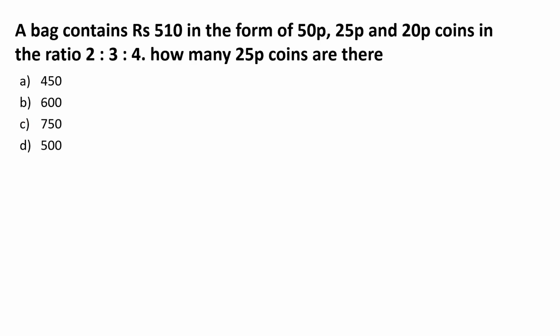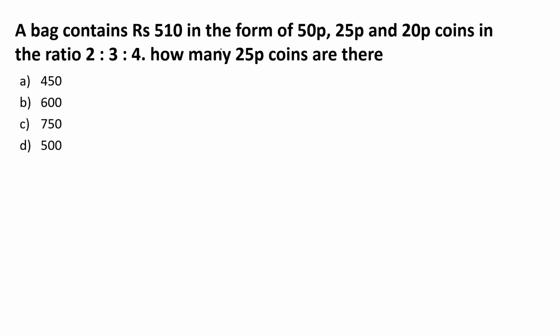A bag contains rupees 510 in the form of 50 paisa, 25 paisa and 20 paisa coins in the ratio of 2:3:4. How many 25 paisa coins are there? Again, the same type of question which we solved just now. Here also the ratio of the number of coins of 50 paisa, 25 paisa and 20 paisa was given as 2:3:4, and the amount was 510 rupees. We need to find the number of 25 paisa coins.